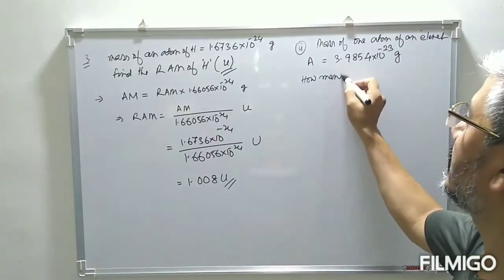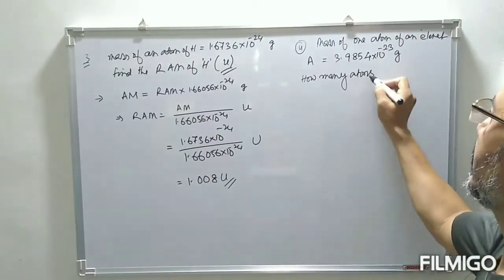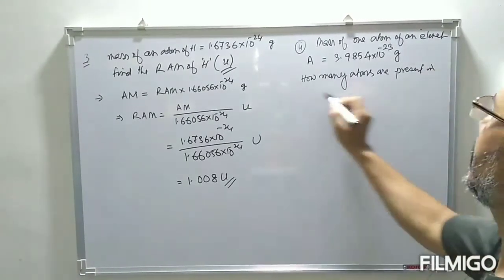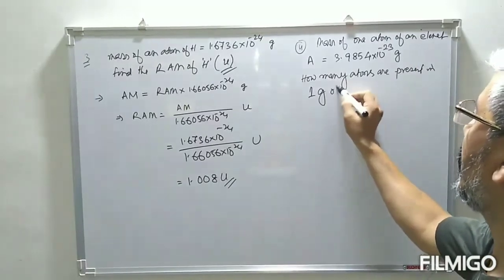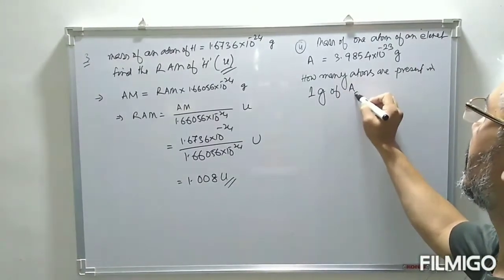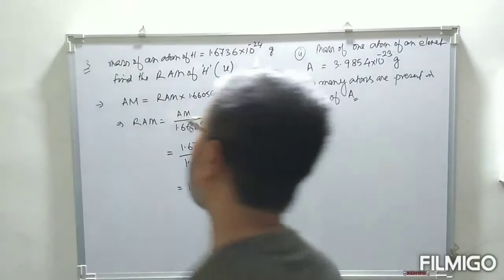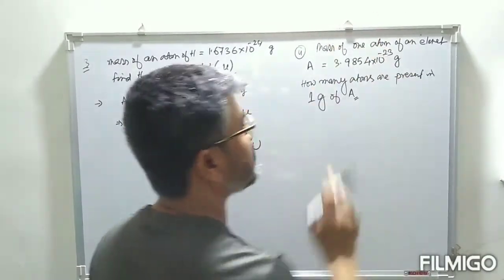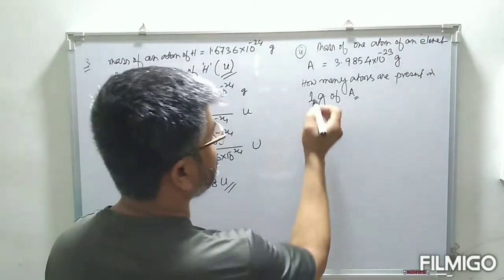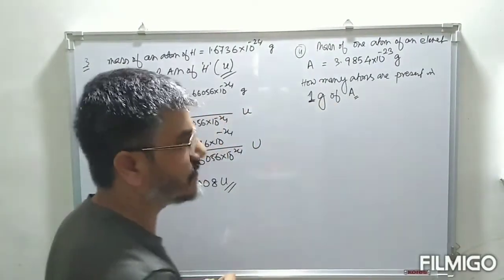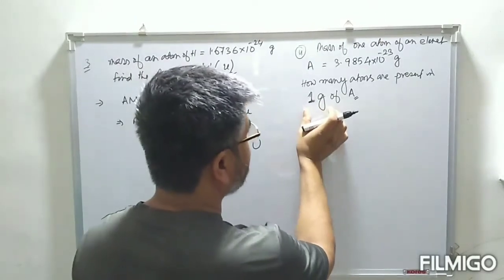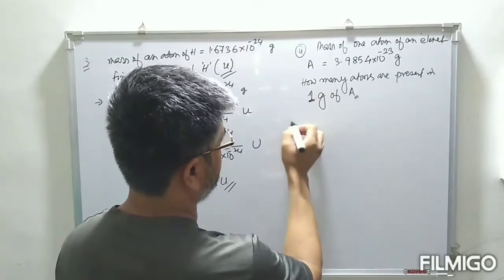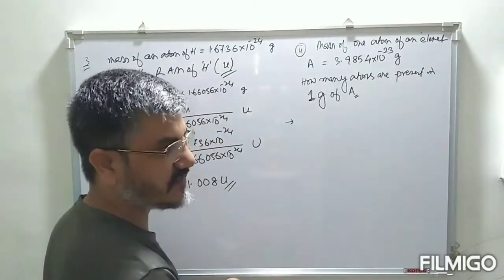How many atoms are present in 1 gram of A? Mass of single atom is 3.9854 into 10 power minus 23 gram. Total mass of A is given as 1 gram. So how many atoms are present in 1 gram of this A? So total mass, look at this, total mass is given.